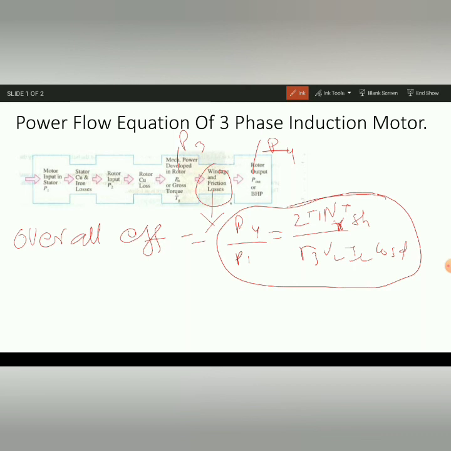So what is the use of this power flow equation? It is used to find the power in the different stages of an induction motor, as well as the different losses, by using different formulas and by making correlation equations among all the available equations, relating one parameter to another.